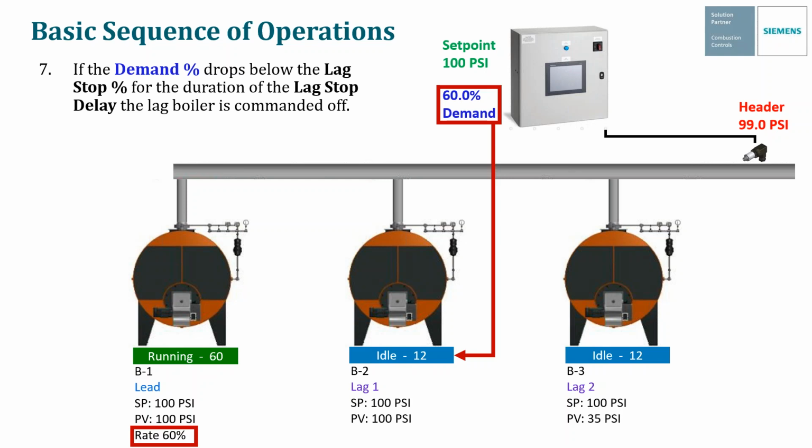So that's a basic sequence of operations for the master panel and how it handles changing header pressures, comparing it to the set point, and then generating the demand number. The percentage demand is a number that's going to be used throughout the presentation today to determine how you set up different settings for how you turn on each lag boiler.